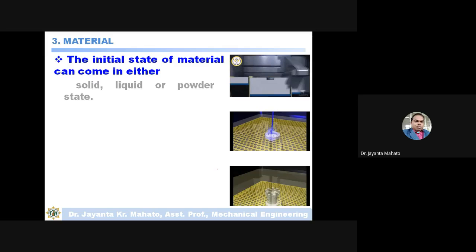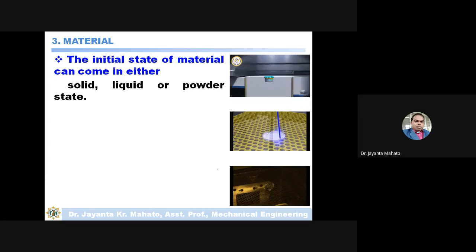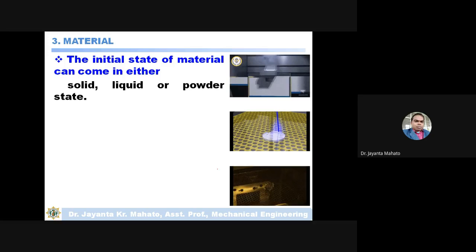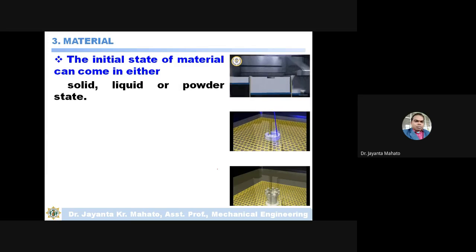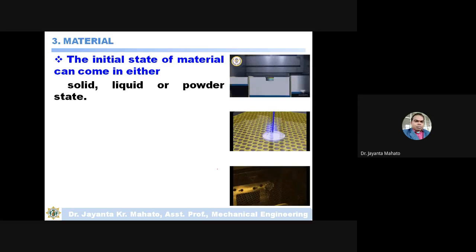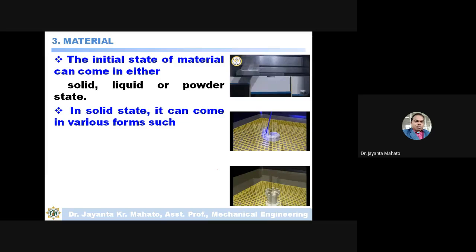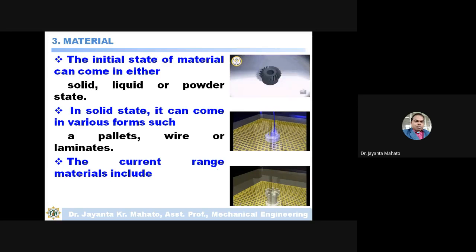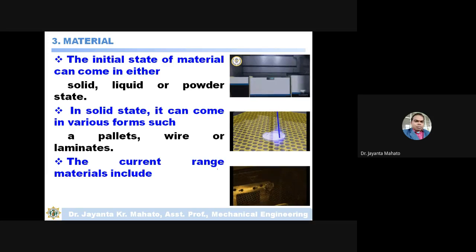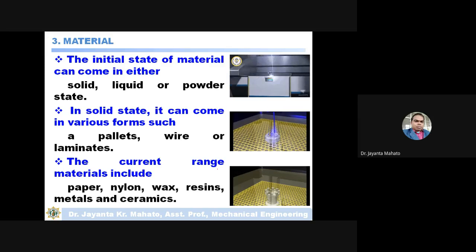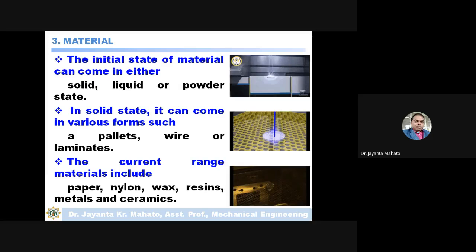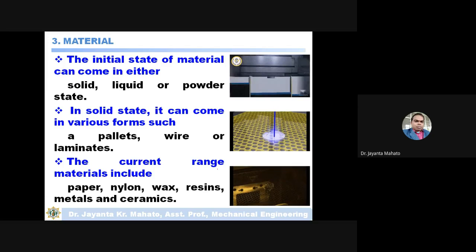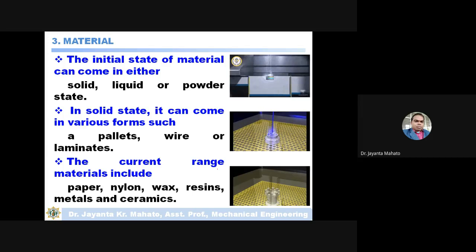So, the materials that I mentioned: a wide range of materials can be manufactured by this rapid prototyping process, from solid to liquid to powder. In solid state, it can come in various forms such as pellets, wires, or laminates. All types of solid products, pellets, wires, even laminates, can be manufactured by this process. Ceramics, resins, polymers, papers, nylons, wax, and so on, a wide range of materials can be manufactured by this rapid prototyping process.